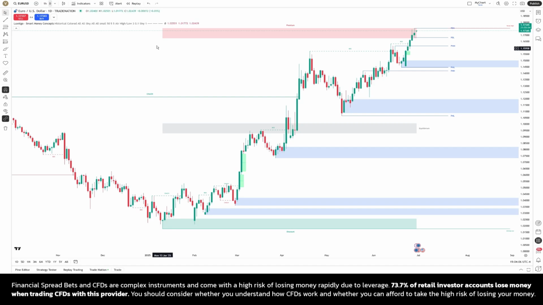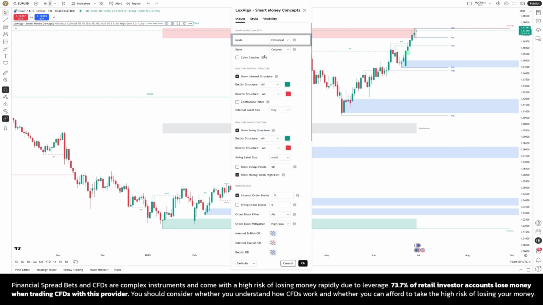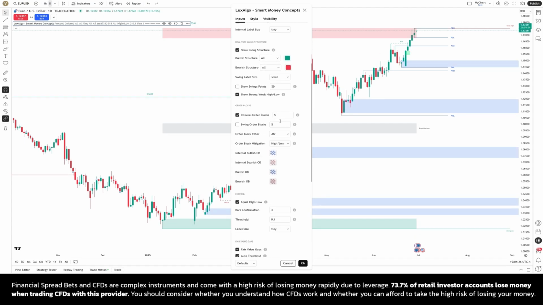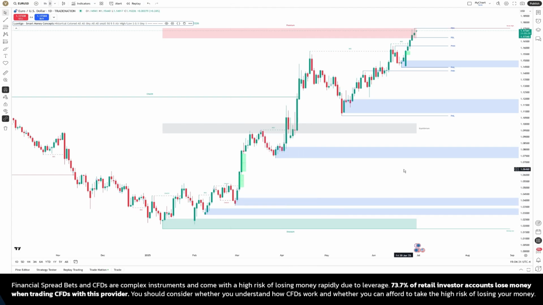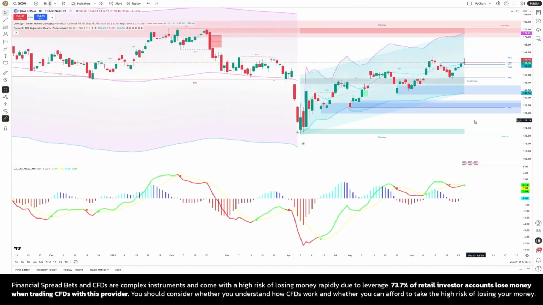For more advanced traders, LuxAlgo provides extensive customization. You can select historical mode for a detailed back analysis or present mode for clarity in live trading. The indicator also allows precise adjustments, including color themes, volatility filters, such as ATR-based or cumulative range-based, and fine-tuning of signal sensitivities. However, the greatest value comes from strategically integrating LuxAlgo's Smart Money Concepts Indicator with other analytical tools.